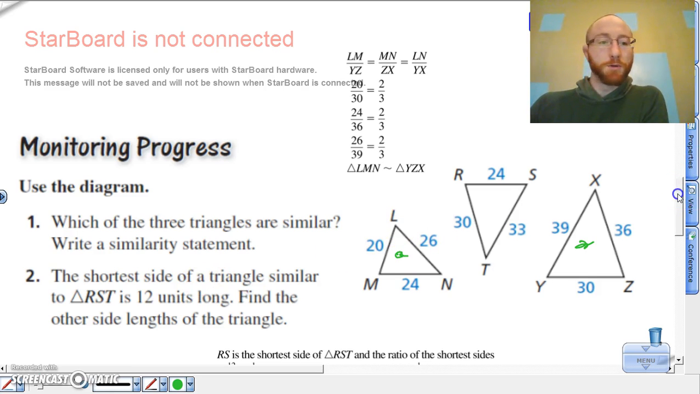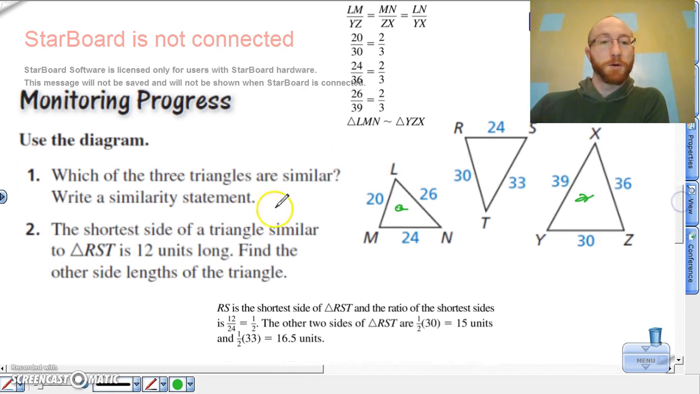Now part 2, it says the shortest side of a triangle similar to RST is 12 units long. So we know that we can do 12 to 24, and we get that ratio is 1/2. So without even seeing the triangle, we know the ratio is 1/2. So we just divide these two by 2. 1/2 of 30 is 15. 1/2 of 33 is 16.5. Hopefully you got that.